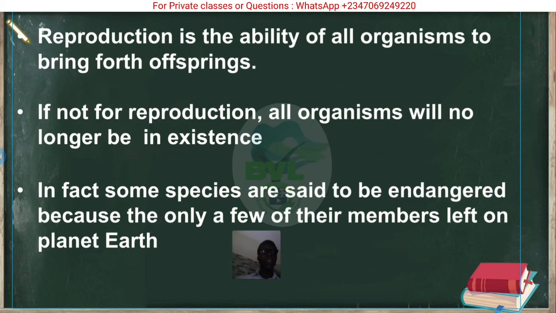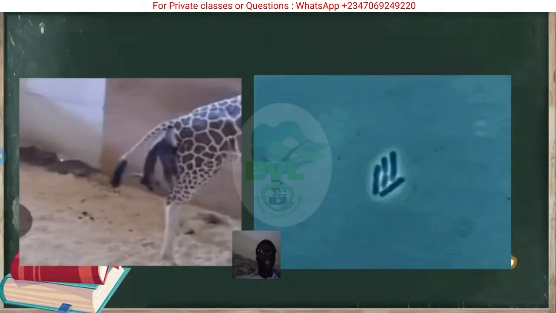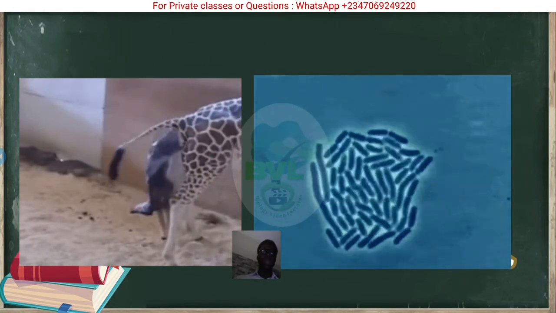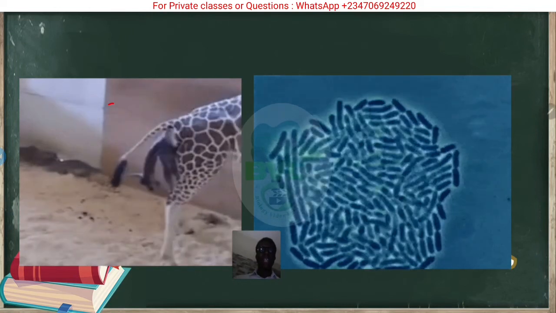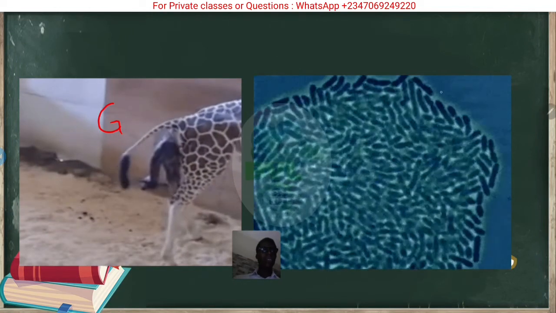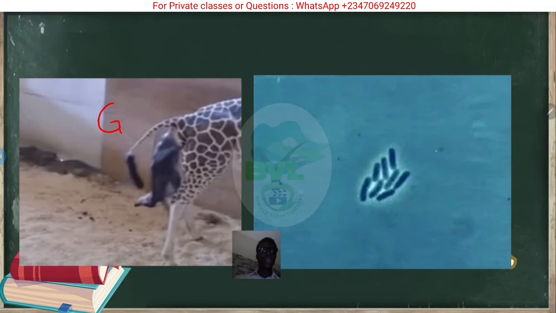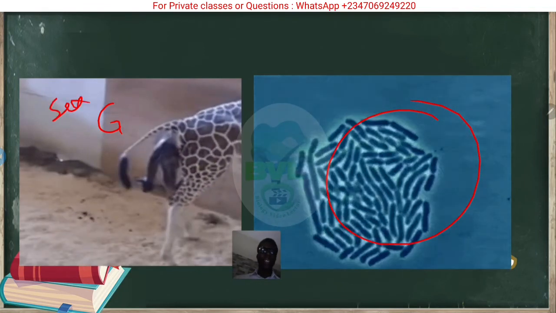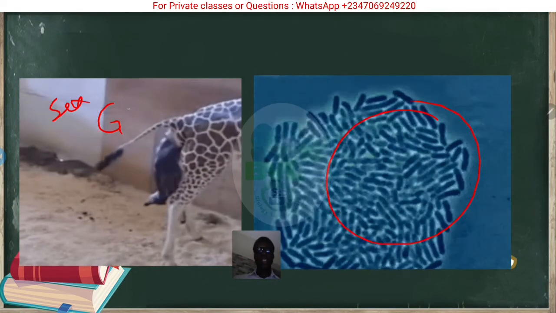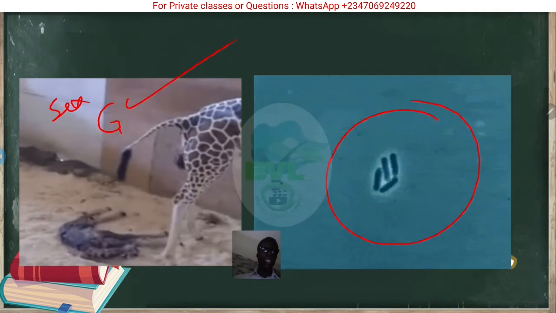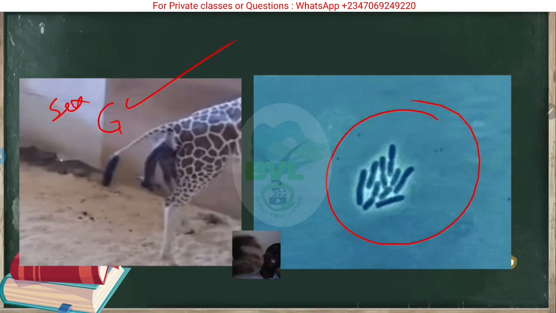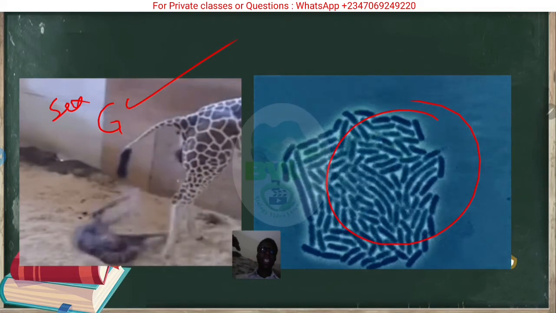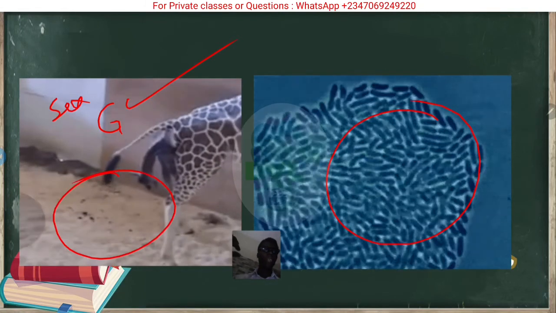All right. So these are the clips to show you examples of reproduction. There's a giraffe here. This is a bacteria. These are bacterial cells reproducing asexually. This is reproducing sexually. All right. It's a form of sexual reproduction here with the giraffe. Because when I say sexual, it means that there has been two gametes coming together to form pregnancy that then lead to this being given birth to, so to say.